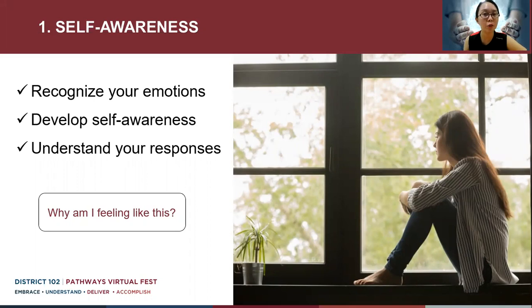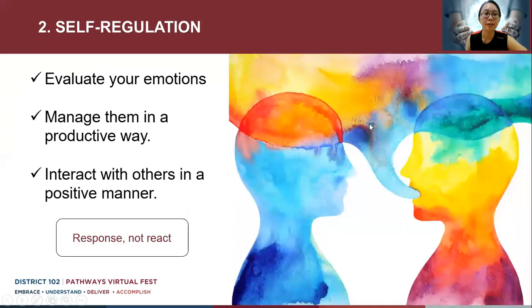And understand your responses. Why are you reacting like that to certain people or to certain words? Okay? Ask yourself what you are feeling. Why am I feeling like this? So you can jot this down in your journal. Next, self-regulation. Once you are able to identify your emotions, you can evaluate your emotions.